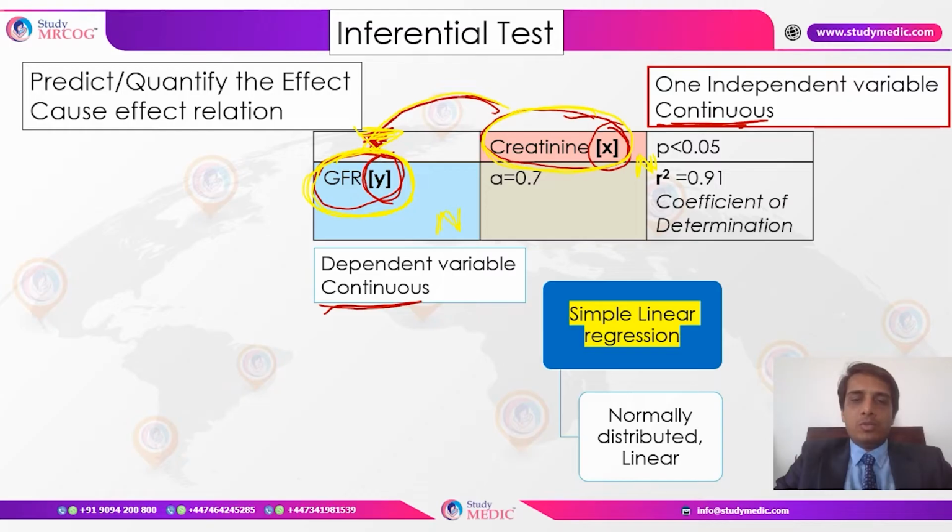When we do this test, we also get what is called an R square value, which is called the coefficient of determination. Now also we get an equation y is equal to ax plus b.